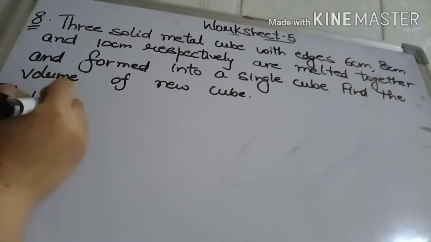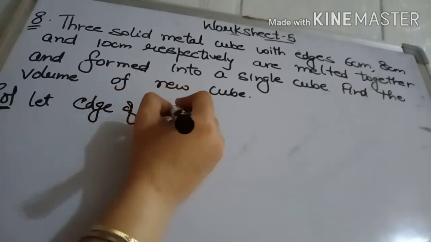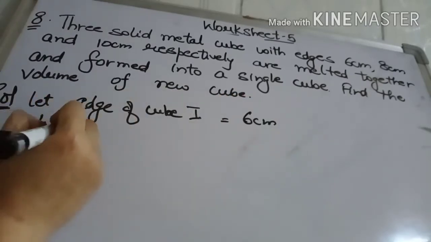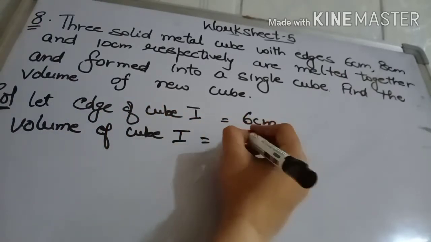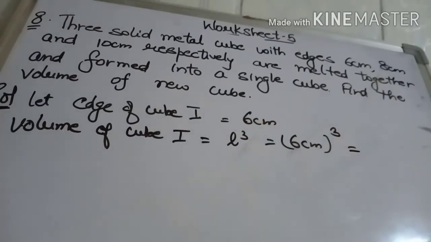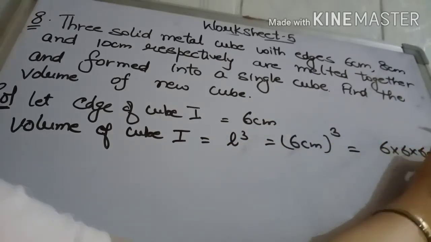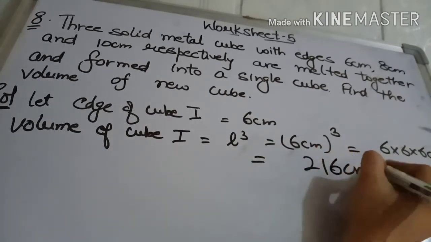Now let the edge of cube 1 be 6 centimeter. Volume of cube 1 is L cube, 6 centimeter cube. To make a cube of 6 centimeter, what are you getting? 6 into 6 into 6 centimeter cube. That is equal to 6 sixes are 36, 36 into 6, 216 centimeter cube.